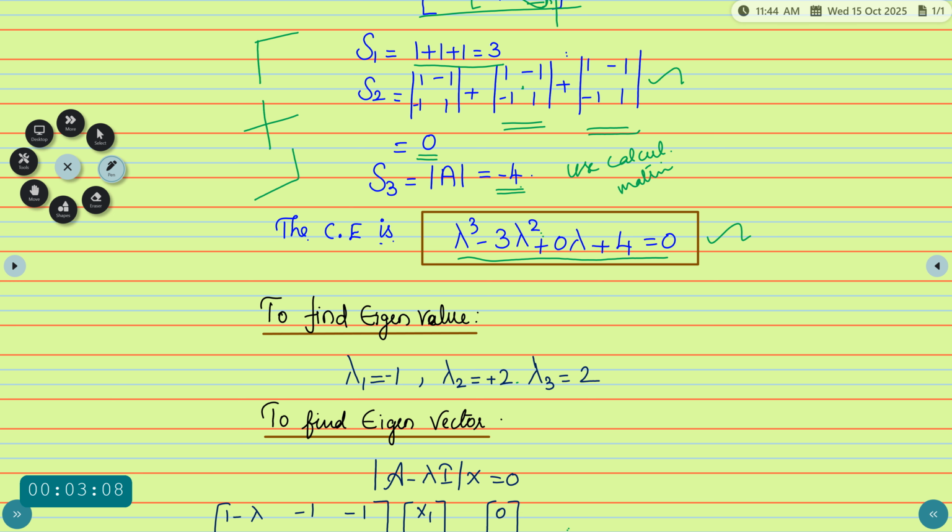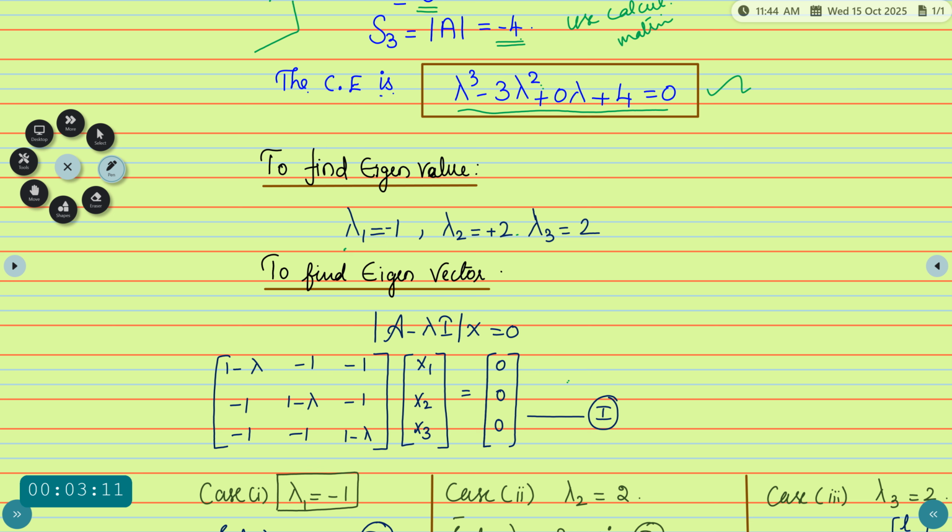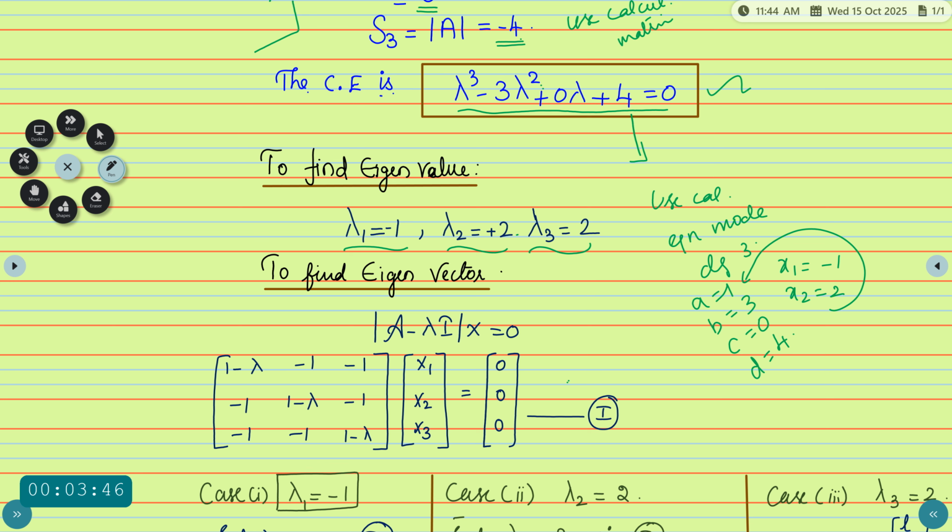Next, we are going to find the eigen value. What is the eigen value? Lambda 1 is minus 1, lambda 2 is 2 and lambda 3 is 2. How we are getting the eigen value? Solving this equation. Use your calculator. Go to the equation mode and choose degree 3, and you are going to substitute A is 1, B is minus 3 and C is 0 and D is 4. You are getting the answer x1 is minus 1, x2 is 2 and x3 is 2. So the second value is repeated once.